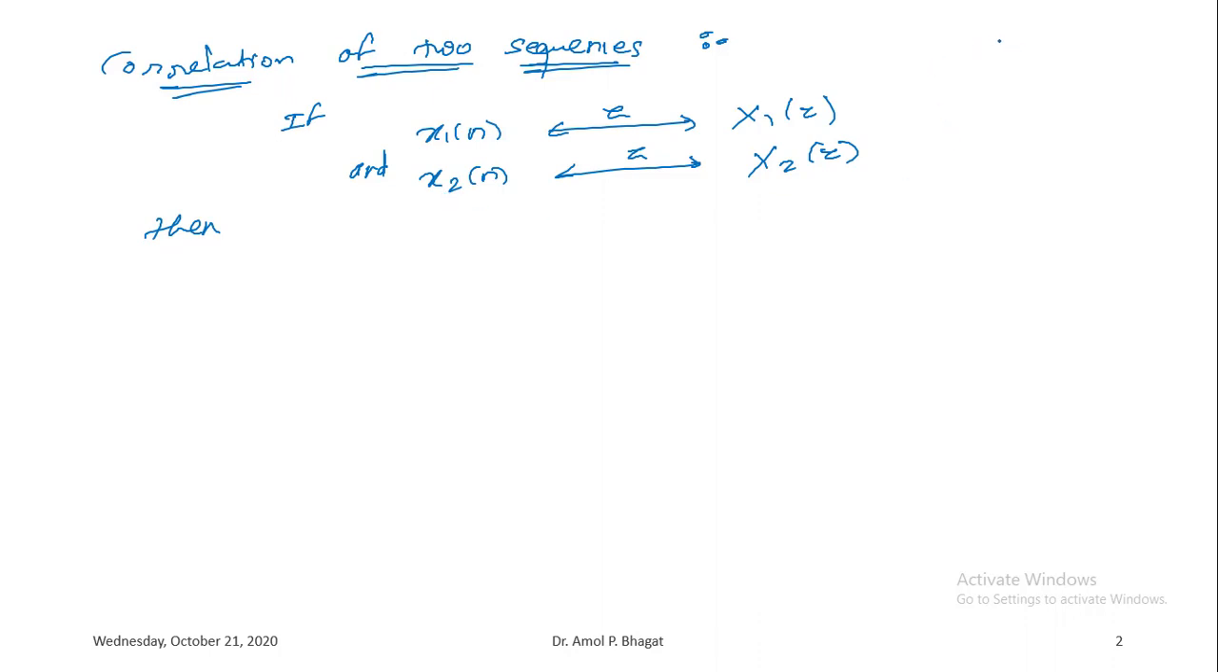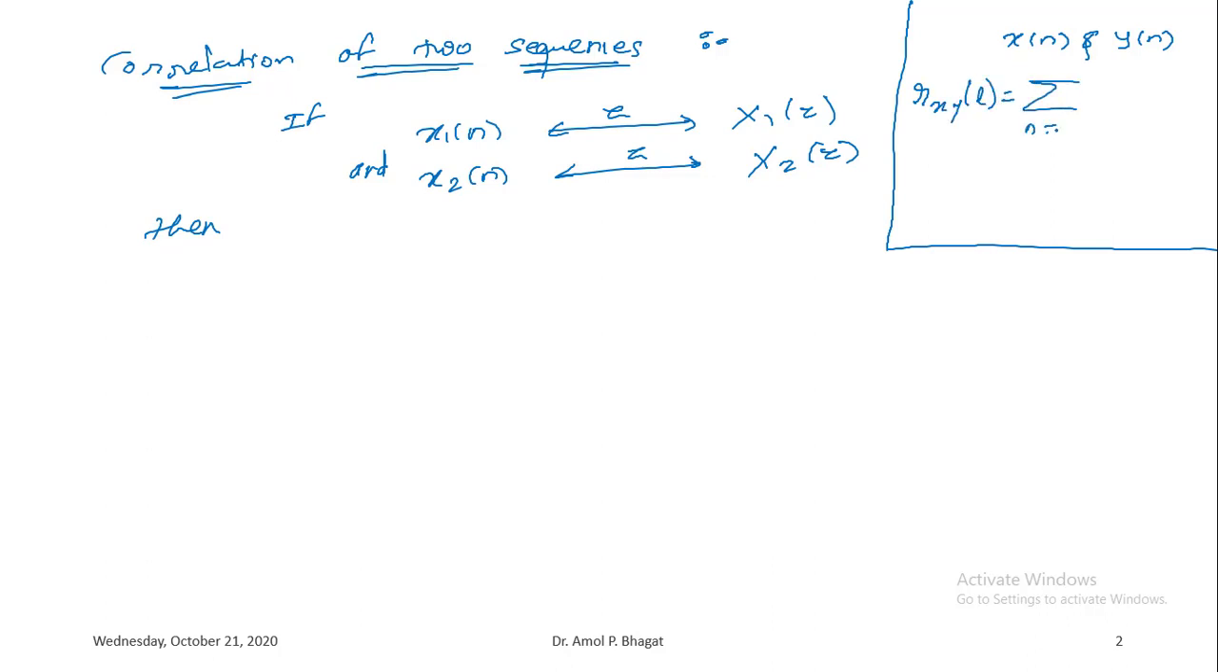that the correlation of x of n and y of n, we have seen the formula for cross correlation of these two sequences. So this can be given as Rxy of L, which is equal to summation n is equal to minus infinity to infinity x of n into y of n minus L. Okay, so this is the formula for cross correlation, right?